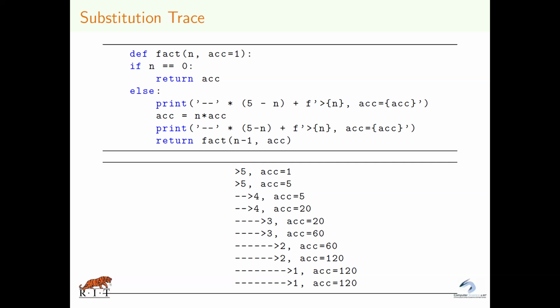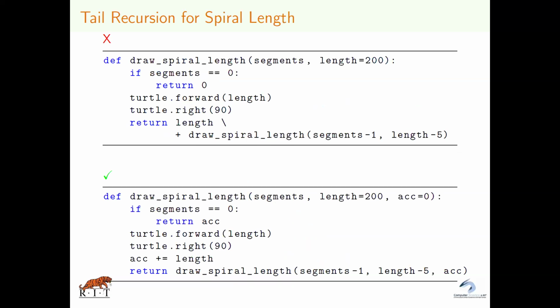Does it make sense? This is the example of the spiral with accumulator. So we create an additional accumulator for our spiral function, initialized by 0, and then we update this accumulator, just add the current length, and then call the spiral with a smaller number of levels and with the new value of accumulator.